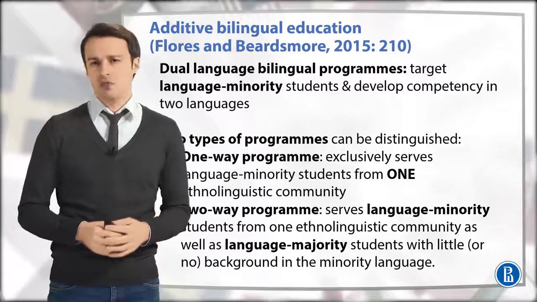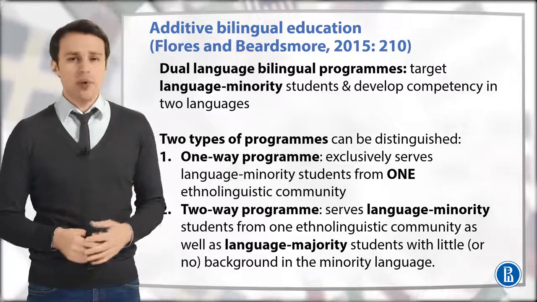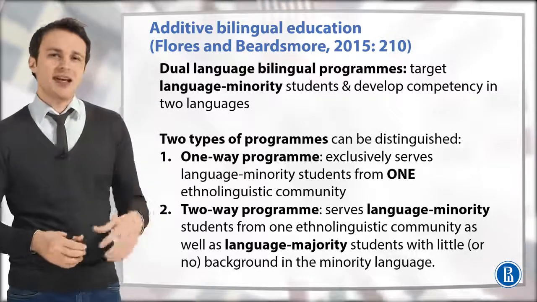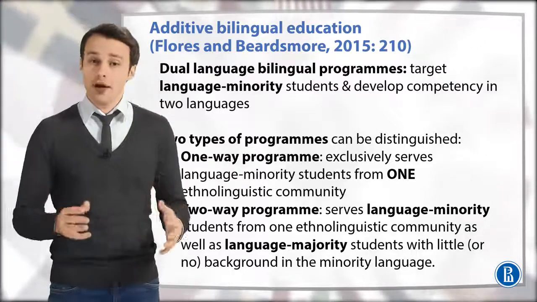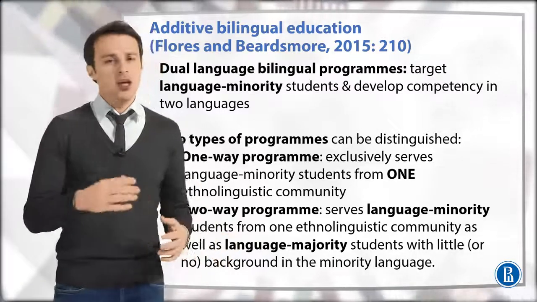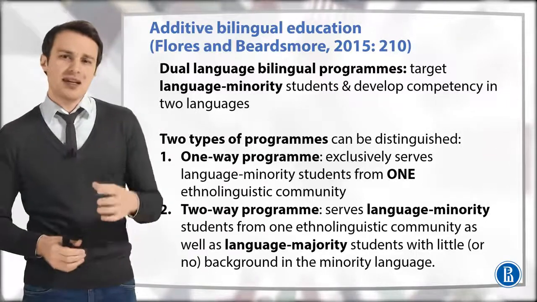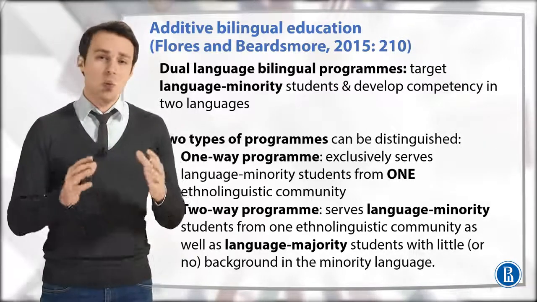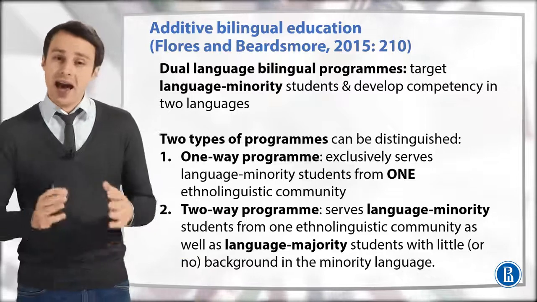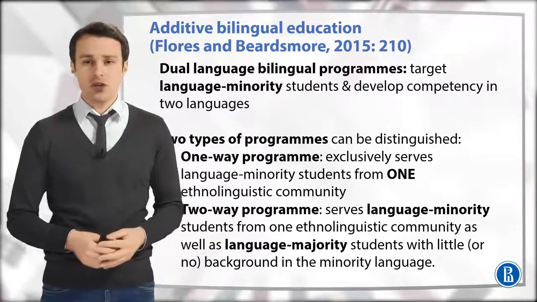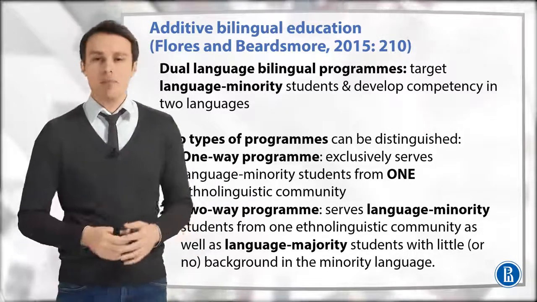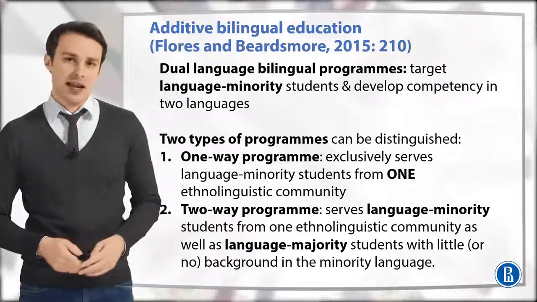Two types of programs can be distinguished. One-way program exclusively serves language minority students from one ethno-linguistic community. Two-way program serves language minority students from one ethno-linguistic community as well as language majority students with little or no background in the minority language.